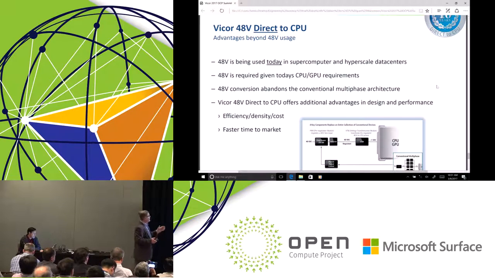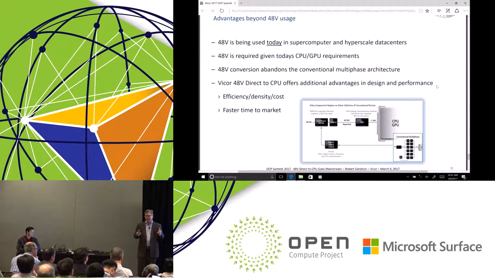So hopefully I conveyed in the short amount of time we had here that 48 volts is being used today. It's required given the processors that we see out there right now. The great news about 48 volt conversion is it abandons the conventional architecture of multi-phase. I think you'll hear this afternoon there are other architectural solutions also. What I know for sure is the one that we have has many advantages over that traditional 12-volt conventional multiphase. Specifically, we can beat that 12-volt multiphase on efficiency, density, and cost. And with what we're doing next, actually showing it on package, we can reduce that last inch and truly accelerate time to market.